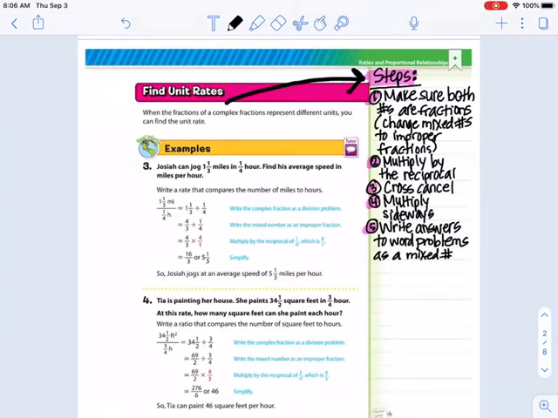Hello, mathematicians. So in this lesson, your goal is to be able to find the unit rates if the numbers are complex fractions. So I want you to pause this video right now and on your math book, write down the steps that you see on the right-hand side. You'll notice that there's one additional step today, but the majority of what we're going to do here is the same as what we did in the previous lesson.